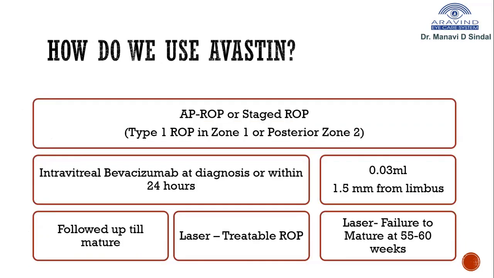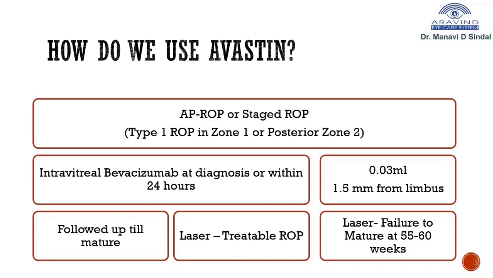So how do we use it? We use bevacizumab. We use this for babies with AROP or very posterior staged ROP, that is within zone 1 or zone 2 posterior. We inject it within 24 hours of diagnosis, usually immediately on the same day. Half the adult dose, that is 0.025 or practically 0.03 ml, 1 to 1.5 millimeters from limbus. And we follow up the babies, and we have noted that there are 3 possible outcomes.